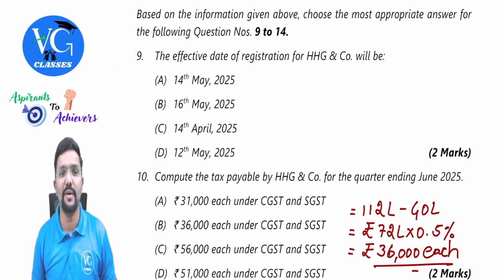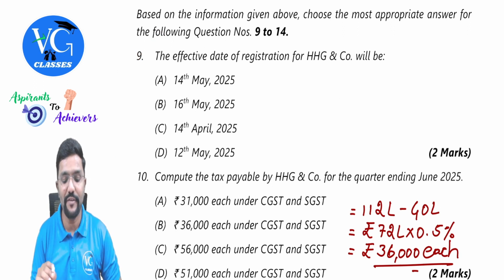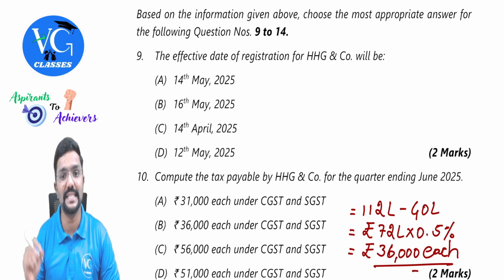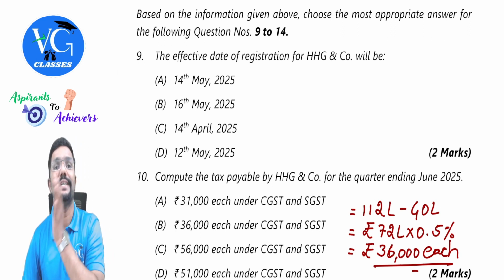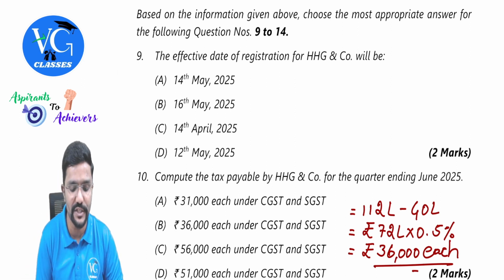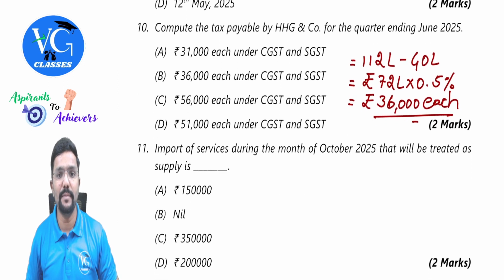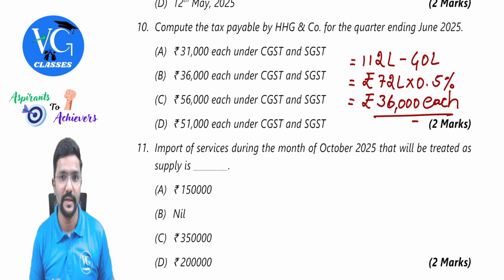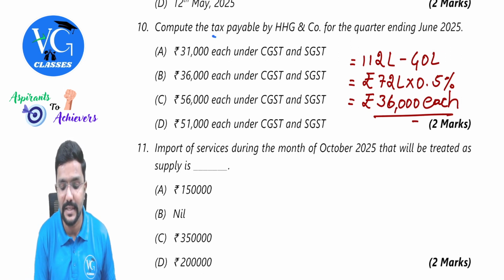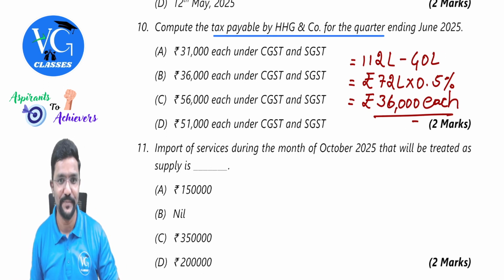So the first one, question number 9 till question number 14, it will be GST. Yeah, the first one is the effective date of registration for HHG and Co will be. So this question is on section 25 read with rule 10, which talks about effective date of registration. Okay. Next, compute the tax payable by HHG and Co for the quarter ending June 2025. So as they're asking for the quarter, guys, this seems to be like HHG and Co is following composition scheme under section 10. But let us see later.